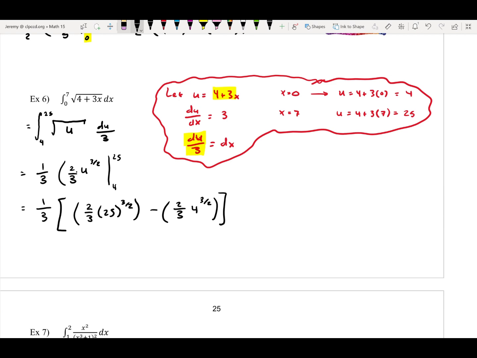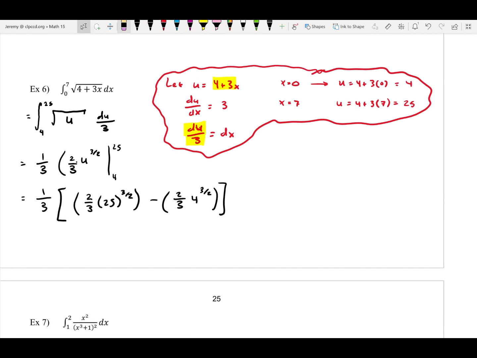Too many fractions. Okay. And raising to the 3/2, it's just take the square root and then cube it. So this is really 2/3 times 5 cubed, which is 125, minus 2/3 times 8. That's what we're left with here.